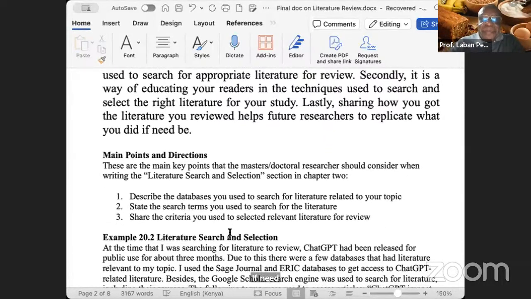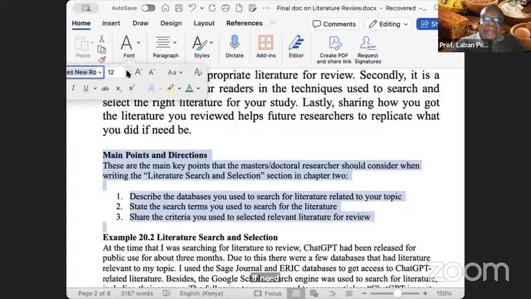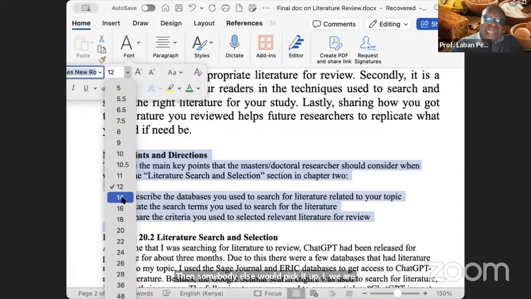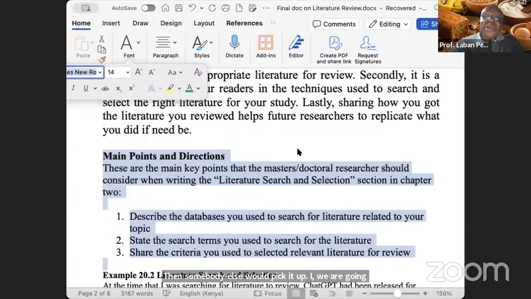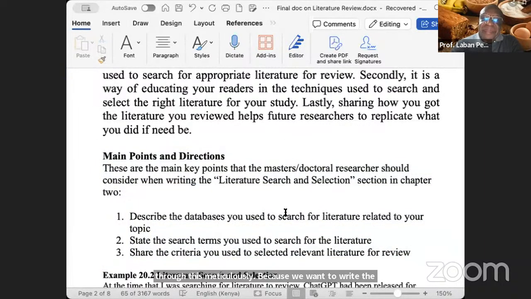Yes, thank you. Very good reading. Now just carry on, finish this for me, then somebody else will pick it up. We are going through this meticulously because we want to write the strongest chapters in literature in this country.